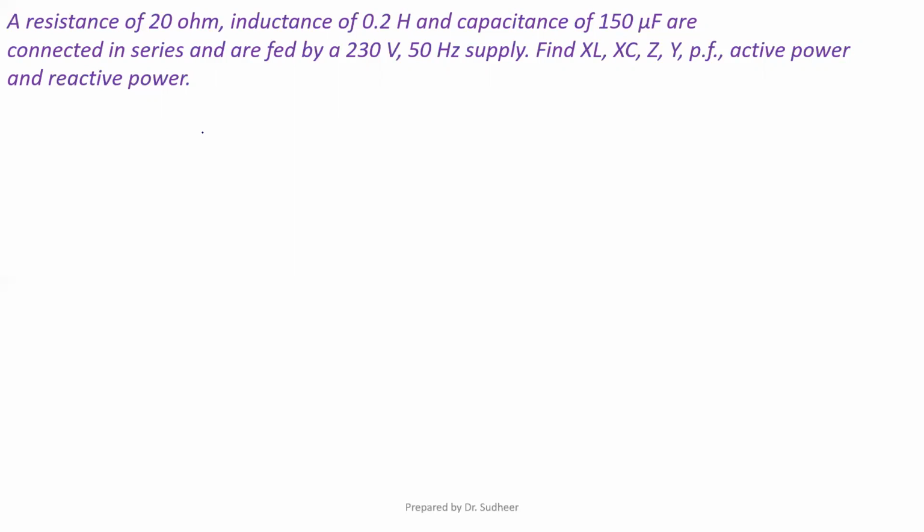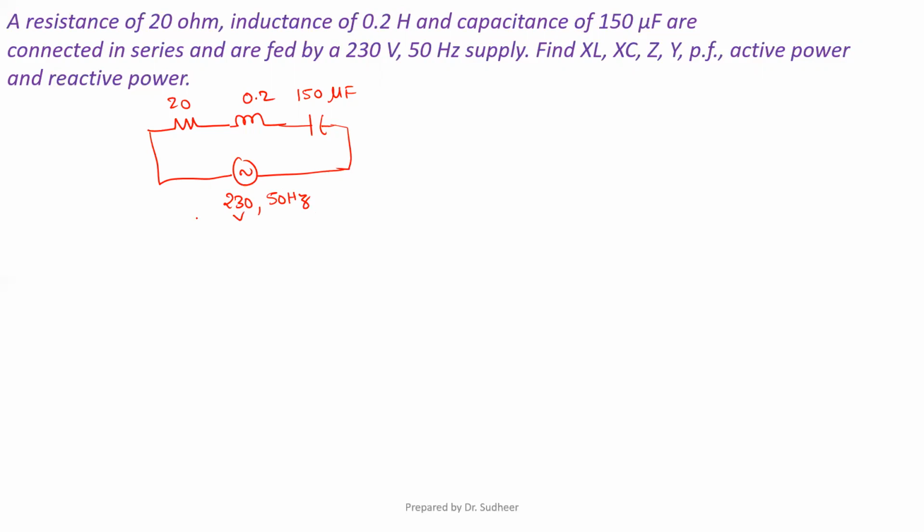Let us do one more problem wherein, instead of giving V of t and I of t directly, in this problem he has given an RLC series circuit. R is 20 ohms, L is 0.2 henries, C is 150 microfarads. This is applied across a sinusoidal voltage whose RMS value is 230 volts, 50 hertz supply.